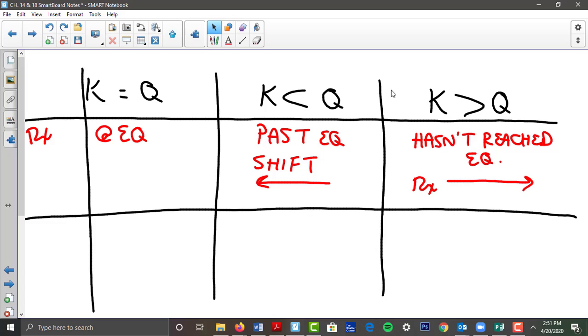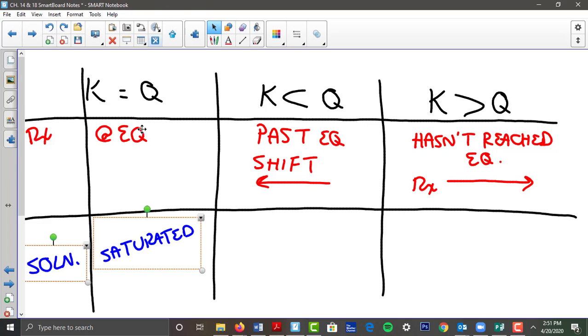So how does this relate to solution chemistry when we're talking specifically about slightly soluble salts? Well, if we're talking about a solution, if Q is equal to K, that means we've reached a saturated solution. Remember, in our study of solution chemistry, a saturated solution is one that's at equilibrium and it's reached the maximum amount that can dissolve at a given moment.